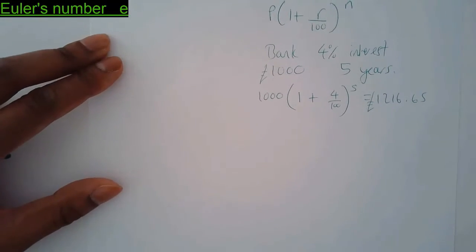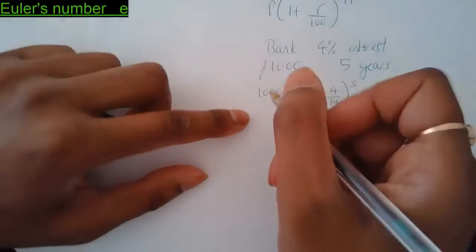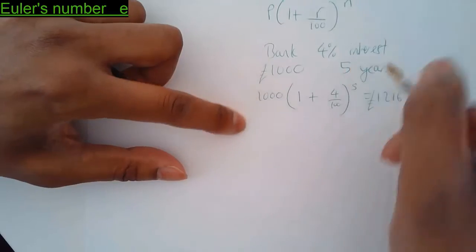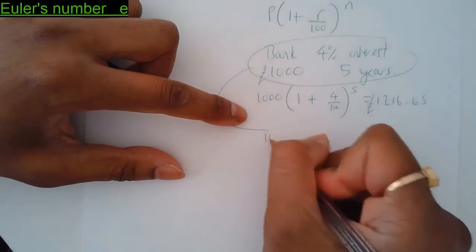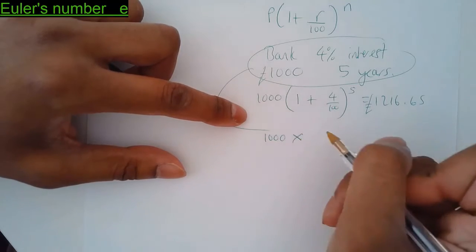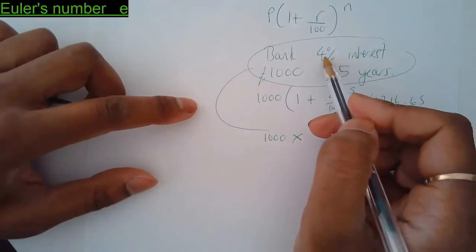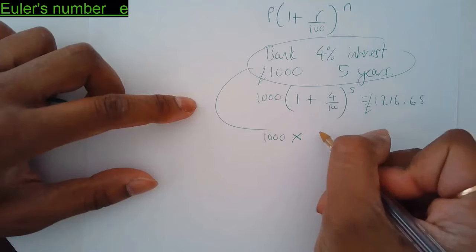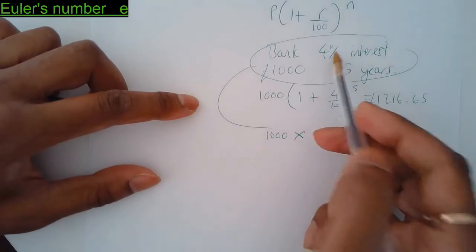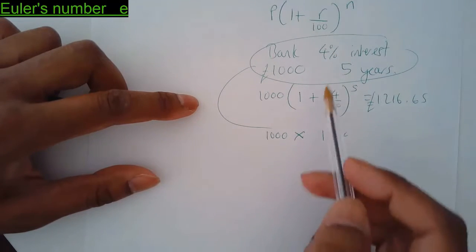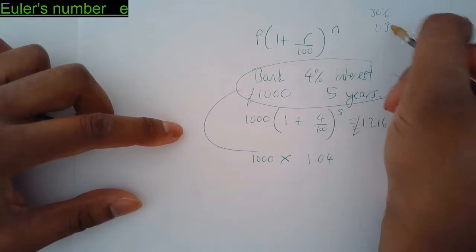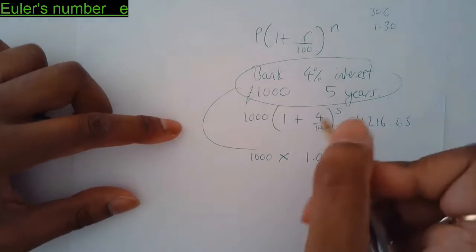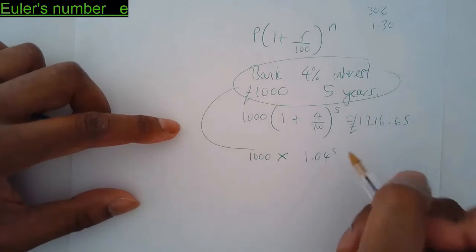In a previous video, I showed you this in a slightly different way. We start with £1,000 multiplied by the interest is 4%, so we times by 1.04. If it was 5%, it'd be 1.05. If it was, let's say 30%, it'll be 1.30 or 1.3, and so on, over a period of 5 years.